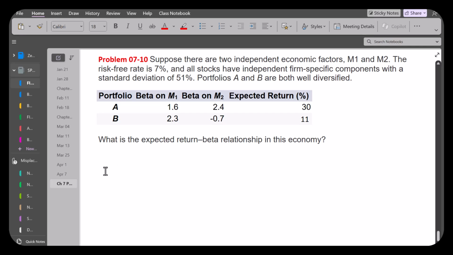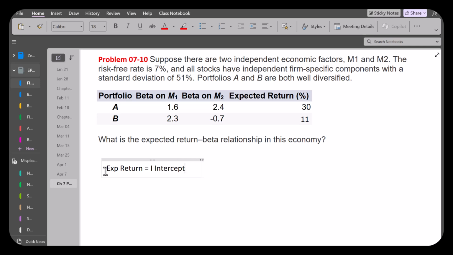What we need to have is expected return is equal to some intercept plus beta of M1 times expected M1 plus beta of M2 times expected M2.